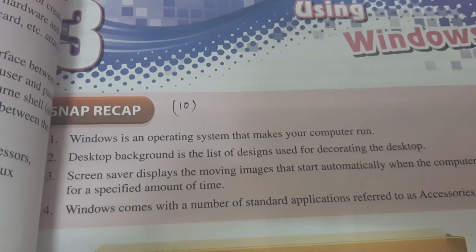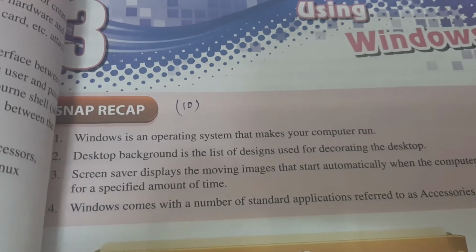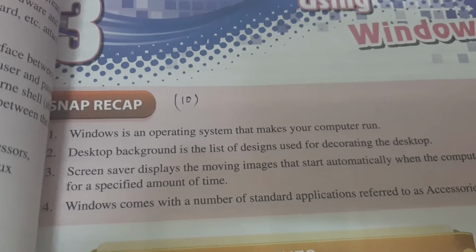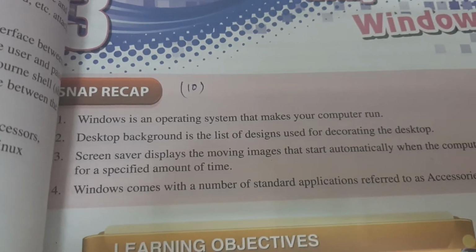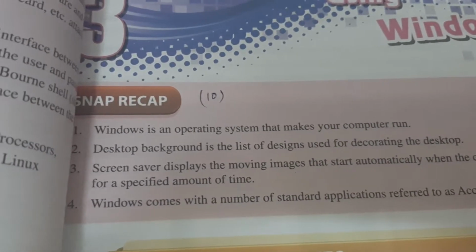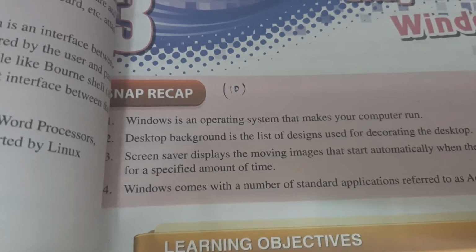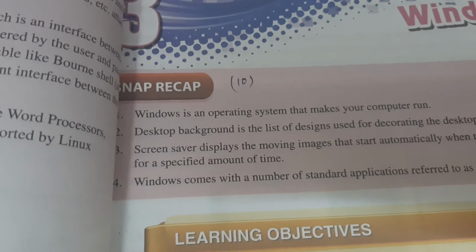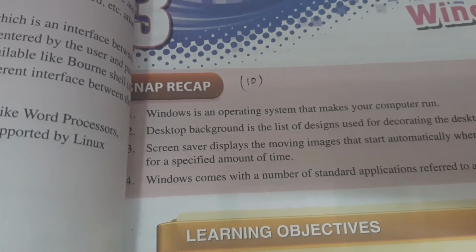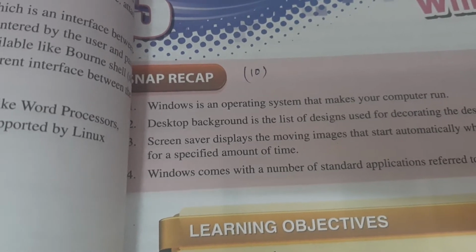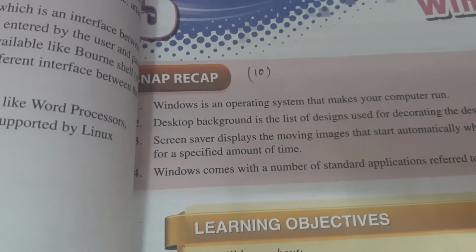Chapter number 3, Snap Recap. Windows is an operating system that makes your computer run. Windows is a series of operating systems developed by Microsoft. Each version of Windows has a graphical user interface with a desktop that allows the user to view files and folders in Windows.